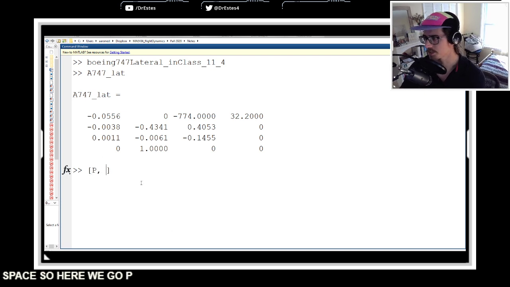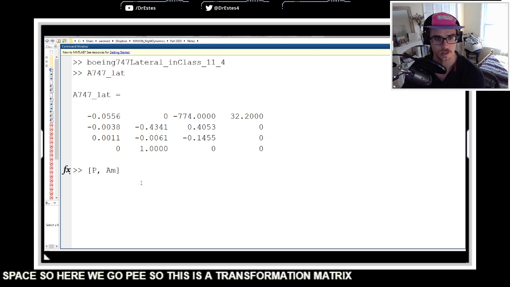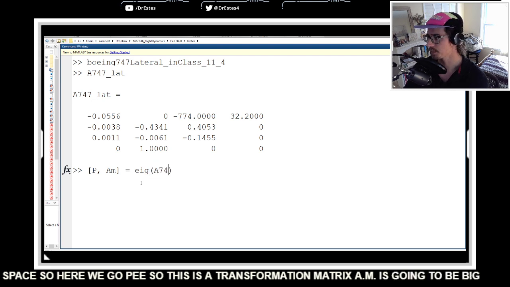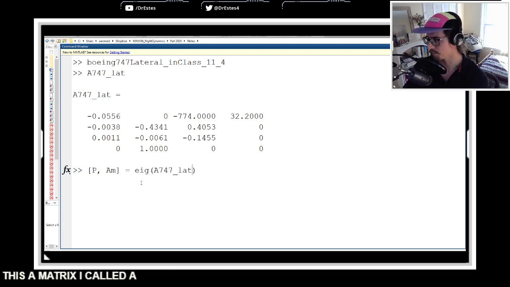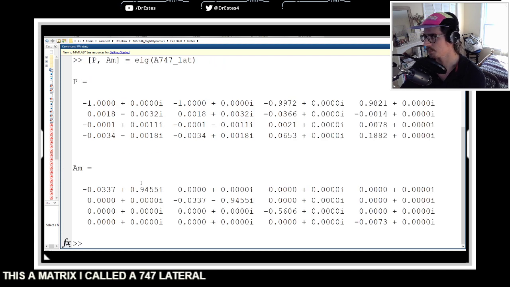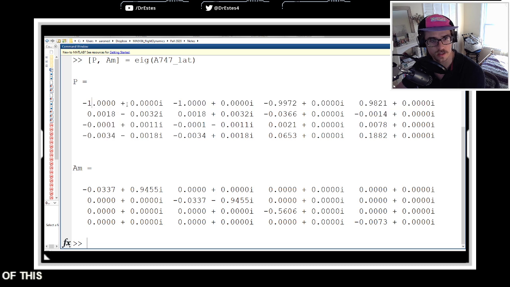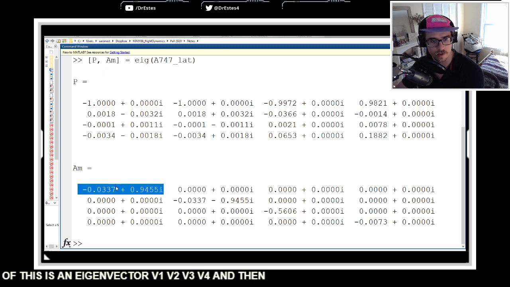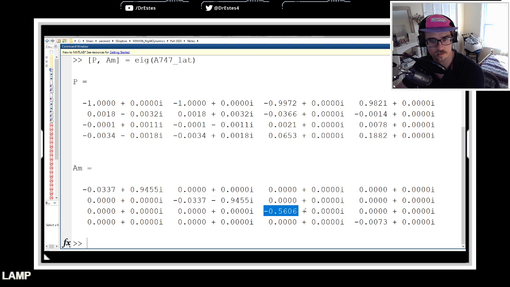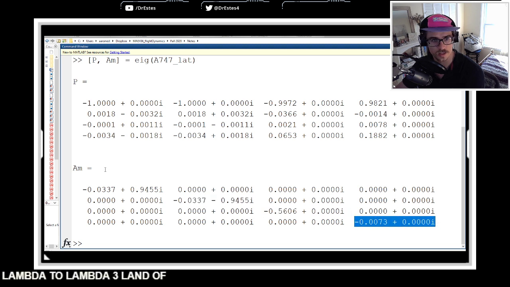P, so this is the transformation matrix. AM is going to be eig of this A matrix, which I called A747 lateral. Let's just do that. So here's P, and here's AM. Each column of this is an eigenvector, V1, V2, V3, V4. And then these are the eigenvalues, lambda 1, lambda 2, lambda 3, lambda 4. And notice it's diagonal.